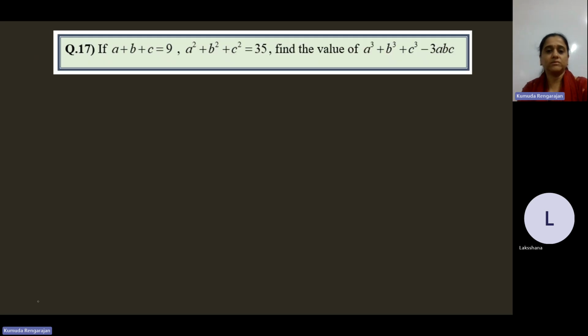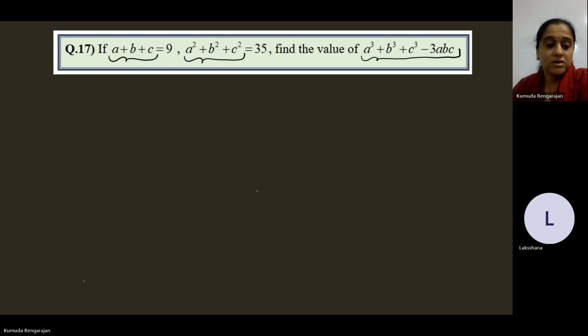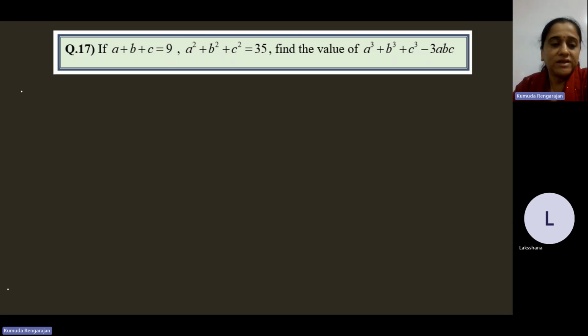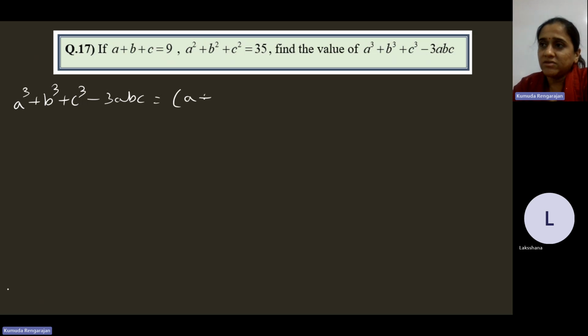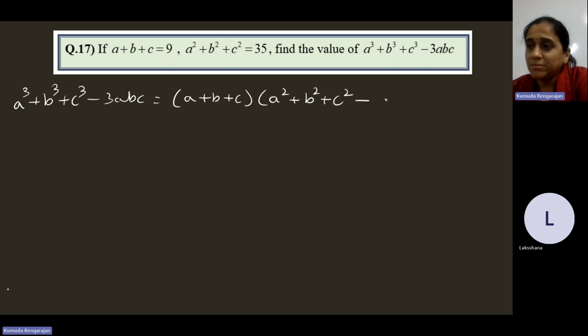Okay, next one. Now look at the expressions: A plus B plus C, A squared plus B squared plus C squared, A cubed plus B cubed plus C cubed minus 3ABC. So we have to write this identity. A cubed plus B cubed plus C cubed minus 3ABC is equal to A plus B plus C into A squared plus B squared plus C squared minus AB minus BC minus CA.